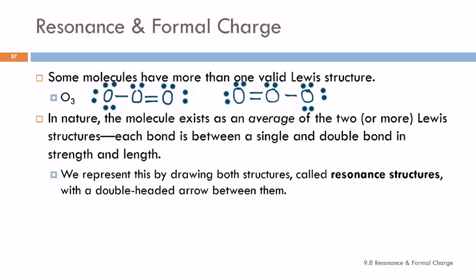But the true structure is neither of them. How's that? The Lewis model has some limitations. Actually, ozone exists as an average of those 2 Lewis structures. And what we observe in experiments is that we don't have a single bond and a double bond. We actually have 2 bonds that are the same. They're kind of intermediate between 1 and 2. So they're like 1.5 bonds.